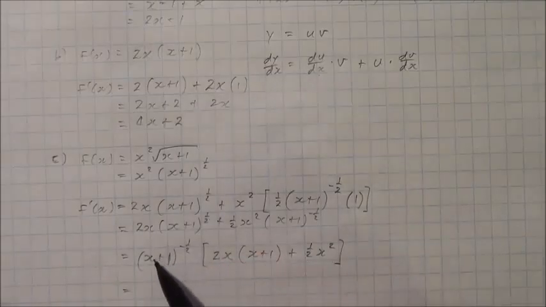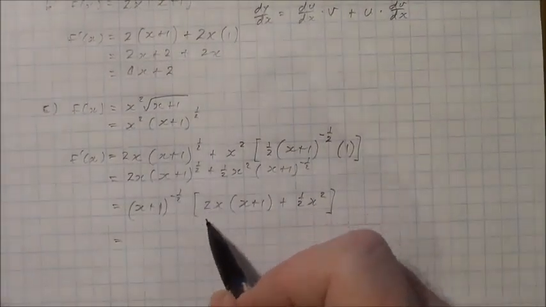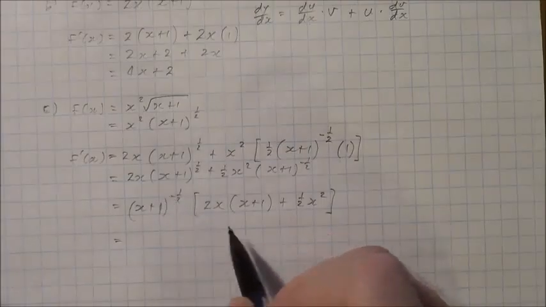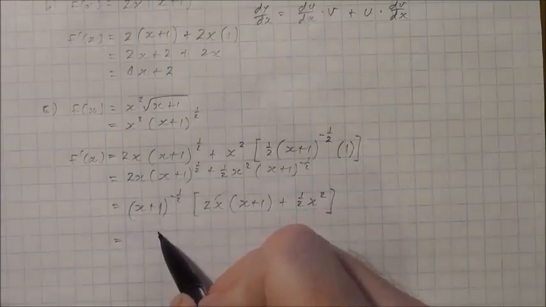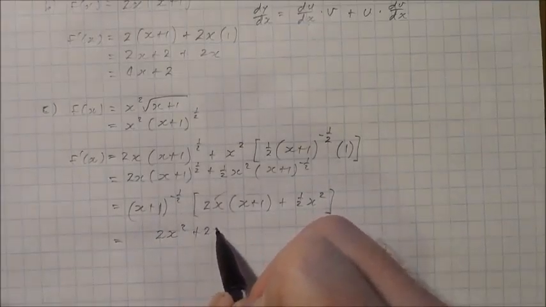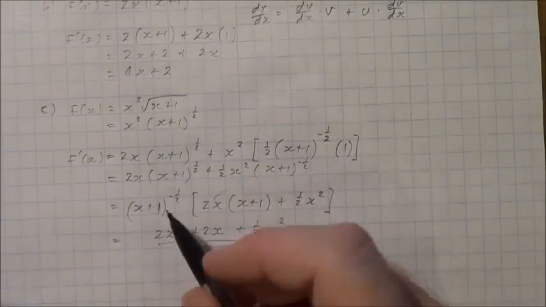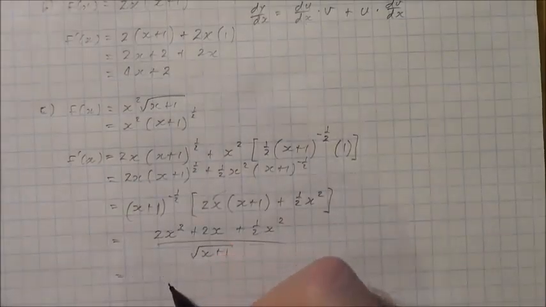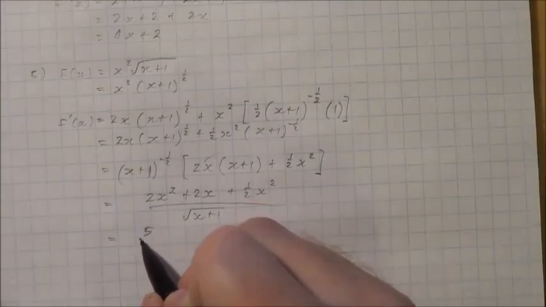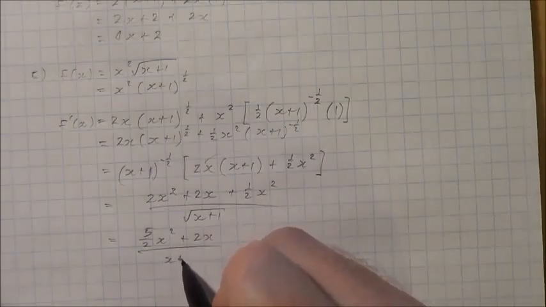And so then in the next step, I'll return this to the same form as it was originally, and because it's a negative exponent, that'll drop into the denominator. At the same time, I'm going to multiply this into that bracket. So I get 2x squared plus 2x plus 1/2 x squared all over the root of x plus 1. And then I'll just bring together the like terms there. So I have 5/2 x squared plus 2x all over the root of x plus 1.